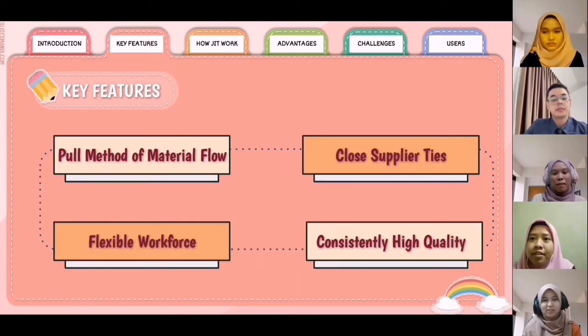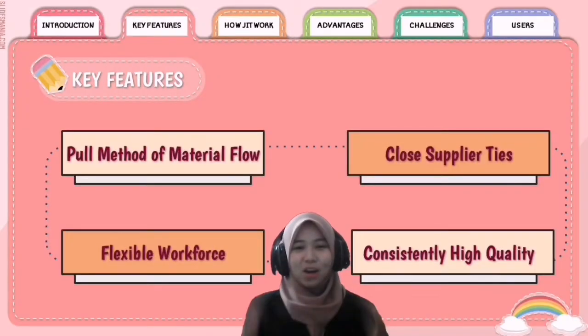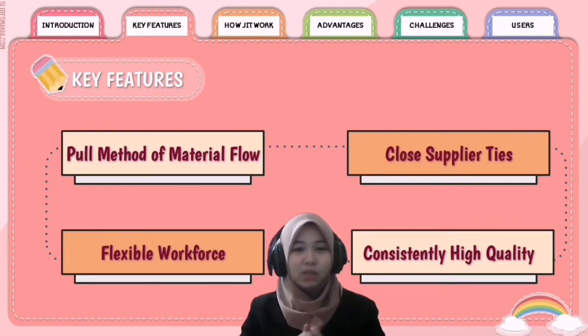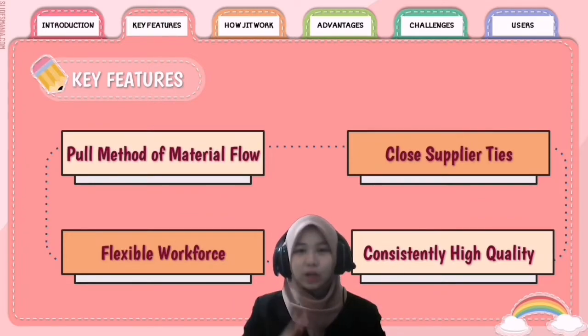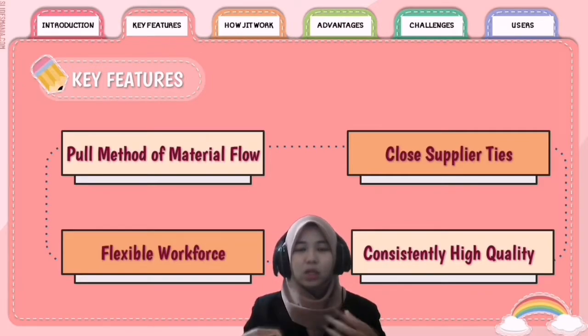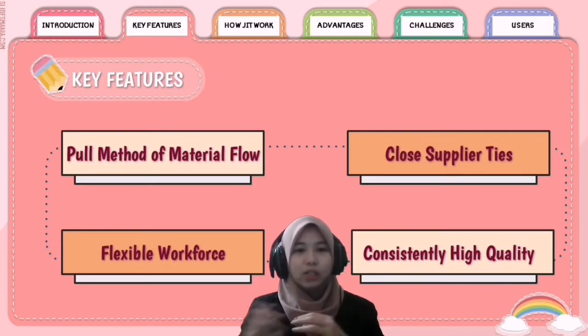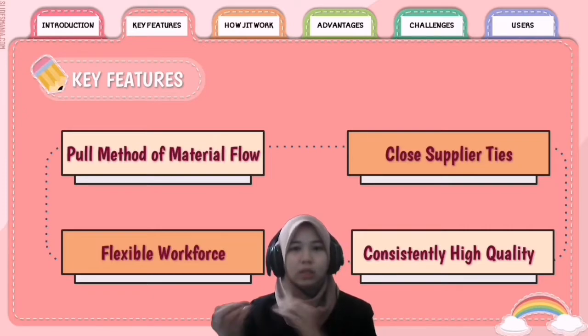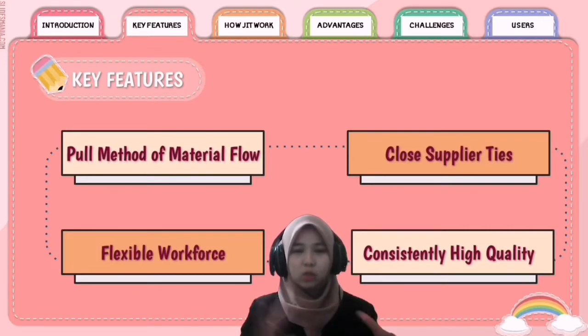Yes, sir, sure. Okay, now let me explain to you the key features of just-in-time. The first one is the pull method of material flow. The production of items will be activated only by the customer's demand. Meaning the stock will only come whenever a stock order is placed, and the product will only be produced in small lots, just as needed. So if there is no demand, there will be no production.